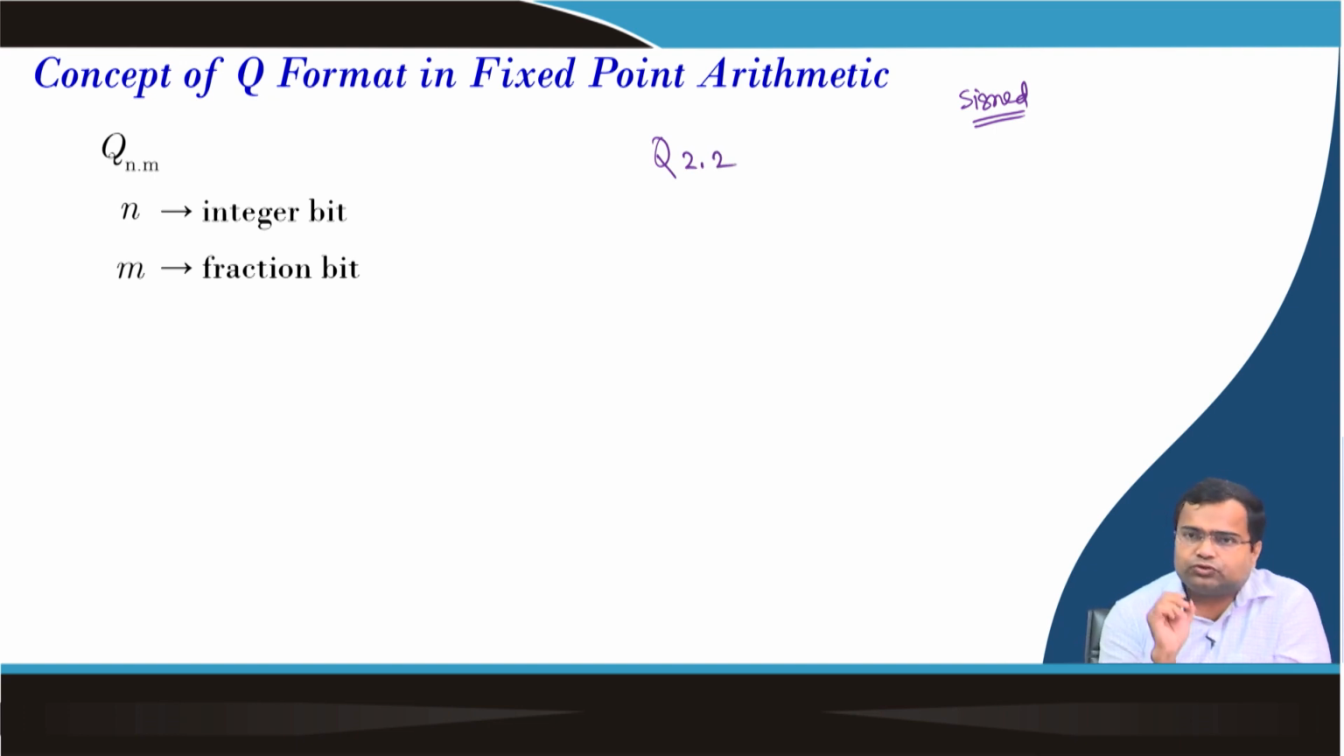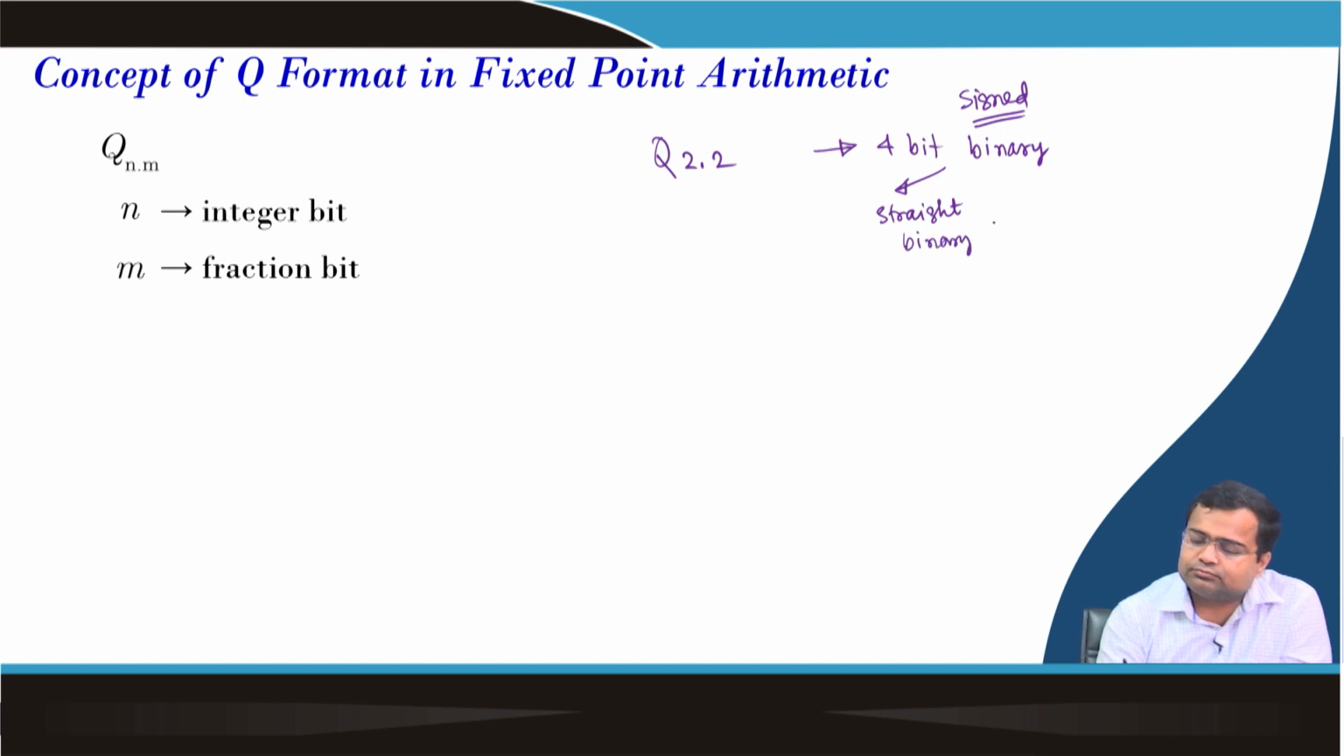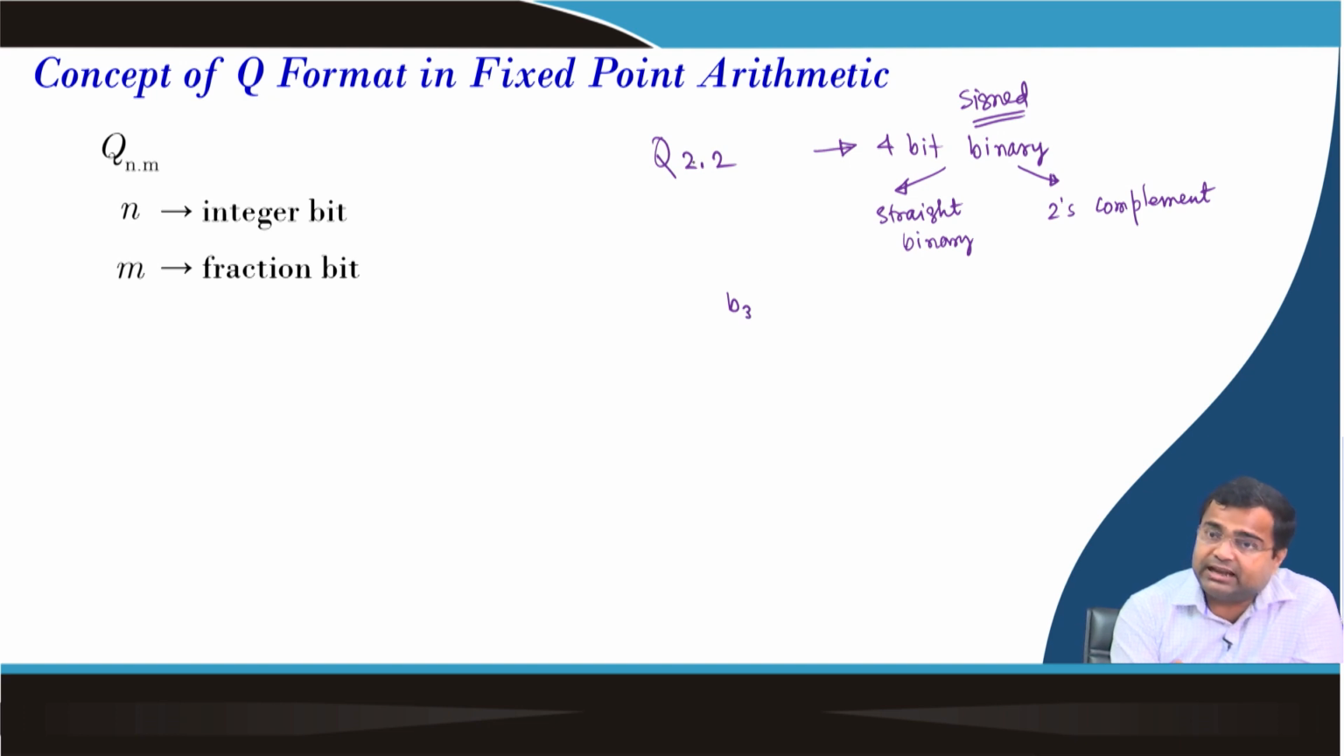Q2.2. So, Q2.2 means we are talking about a 4 bit binary. Now, two things are possible. It can be straight binary, or it can be 2s complement. So, in straight binary, in all cases we will write B3. It is in the 2.2 format, right? B3. I am talking about the straight binary.